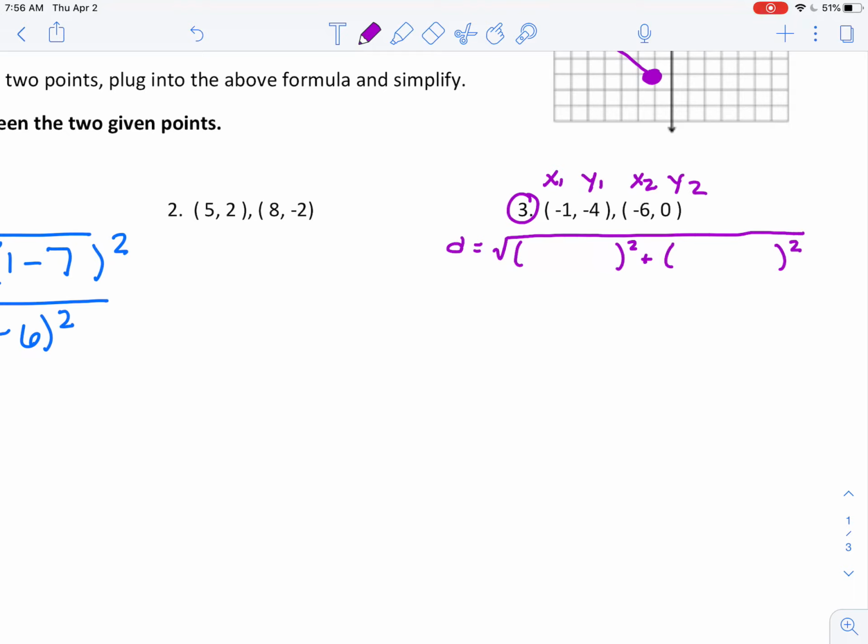So the first parenthesis is for the x's. So x2 is negative 6 minus x1 is negative 1. y2 is 0 minus y1 is negative 4. So this is where you have to be very careful with your signs. In the first parenthesis, negative 6 minus negative 1, or negative 6 plus 1, is negative 5. In the second parenthesis, 0 plus 4 is 4.